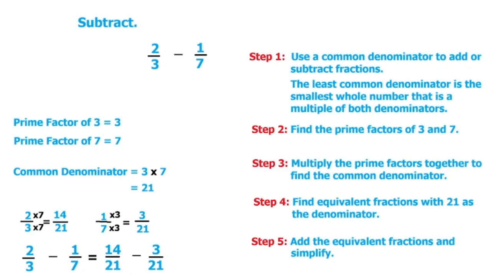Now we can just subtract the numerators and keep the denominator the same. So 14 minus 3 is 11 over 21. And that's the answer.